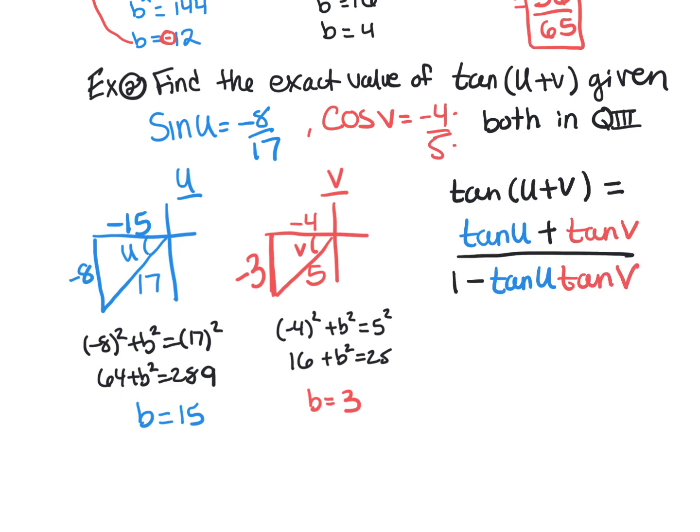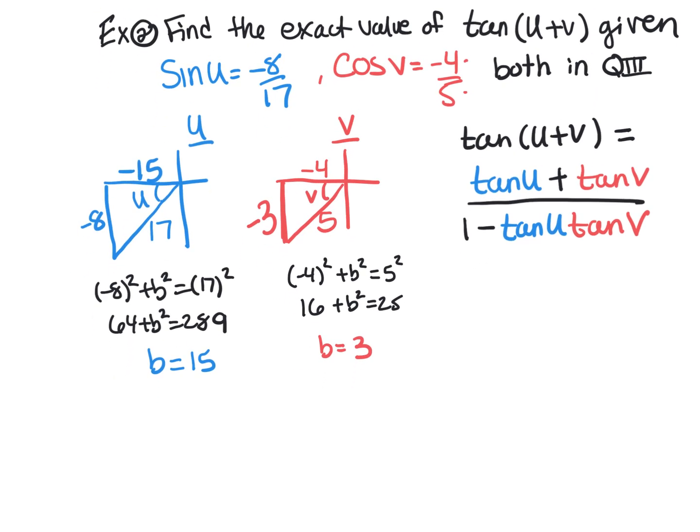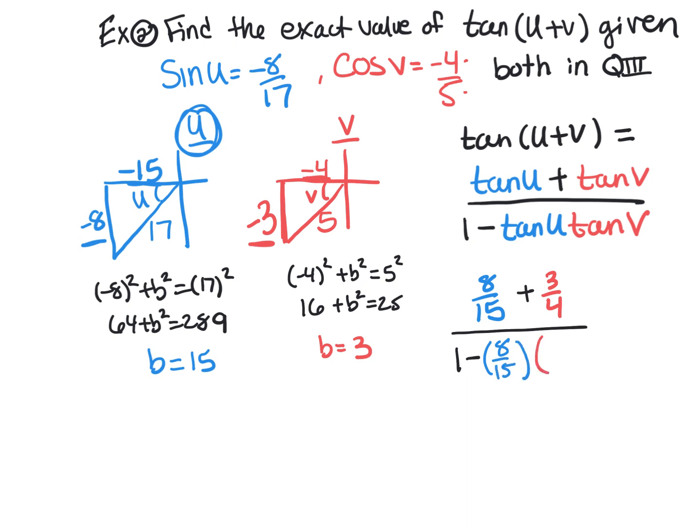So again, we're just going to get our tangent values from our triangles. So tangent of u, so we look at our u triangle. Tangent is opposite over adjacent, so negative 8 over negative 15 would be a positive 8 over 15, because a negative divided by a negative is a positive. Plus tangent of v, tangent again is opposite over adjacent, so negative 3 over negative 4. Negative divided by a negative is a positive, so we'll have a positive 3 over 4. And then all over 1 minus, then we have those two values already. Tangent of u is 8 over 15, times tangent of v, which is 3 over 4.